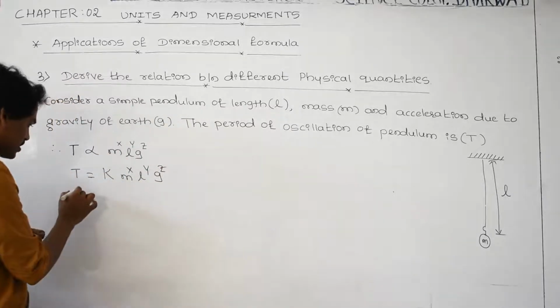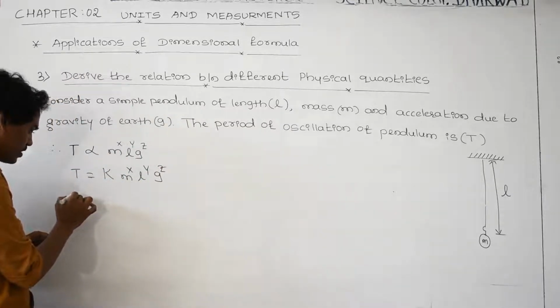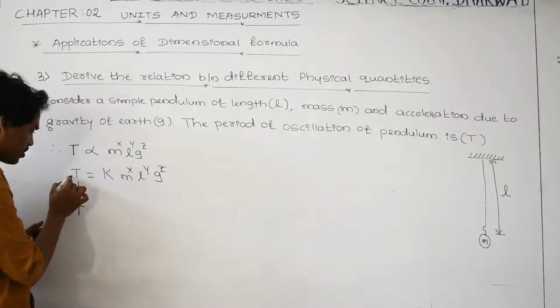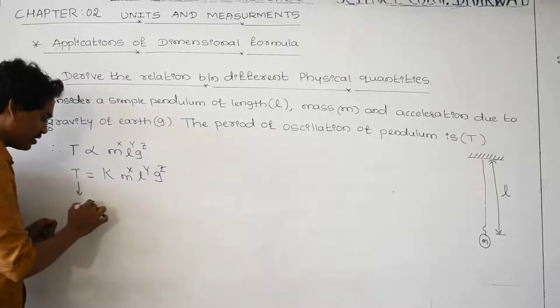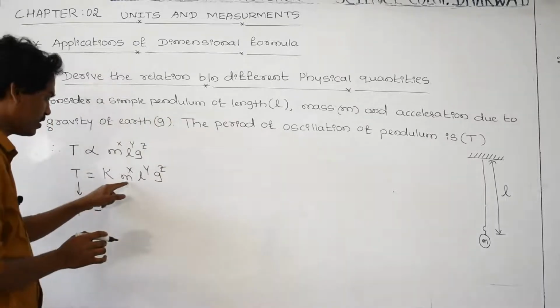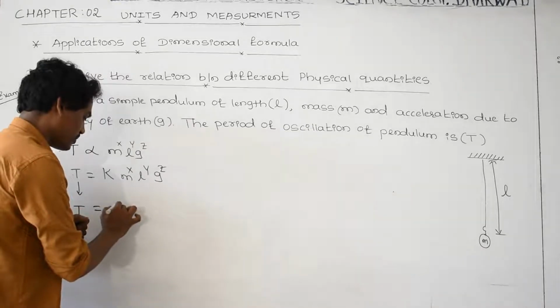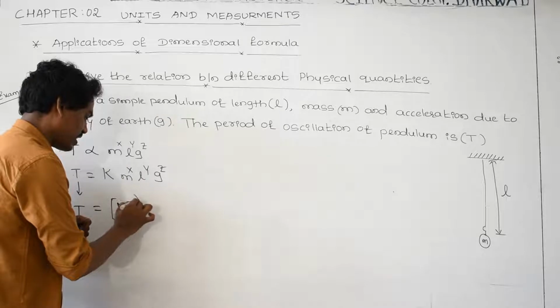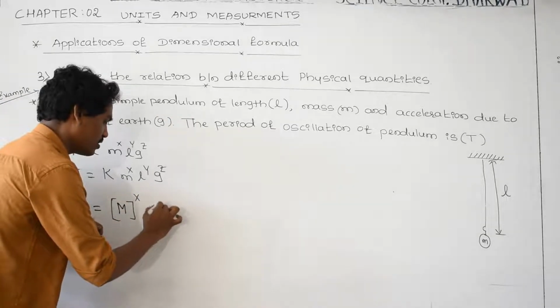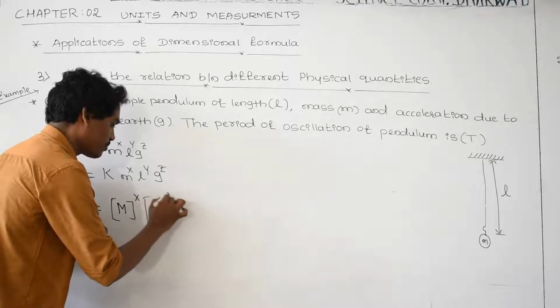And what is the dimensional formula of this one? T means capital T. The dimension of time is capital T. Mass is nothing but a capital M, its dimension is capital M raised to x. L means length, its dimension is capital L raised to y.